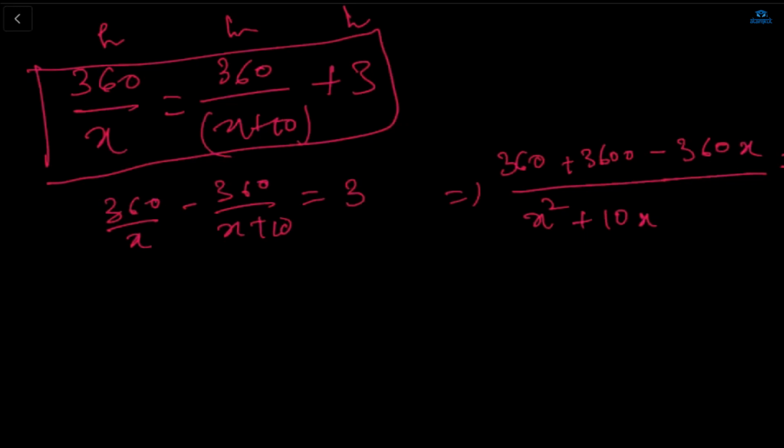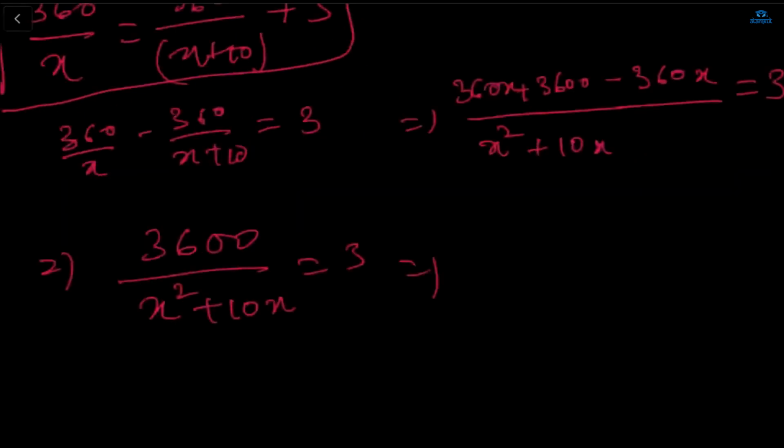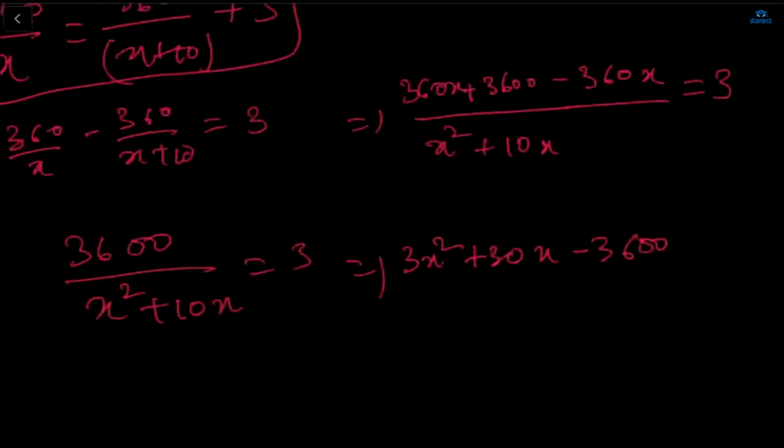Now you can cross multiply this. After cross multiplying you will get 3x square plus 30x minus 3600 is equal to 0. Now you can take 3 common and exclude it because 3 is common everywhere. Now you need to do factorization.